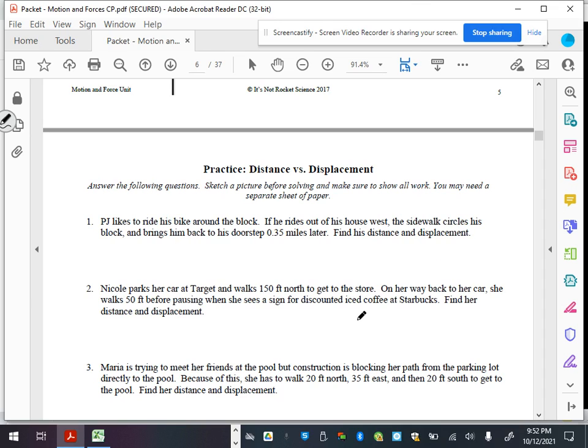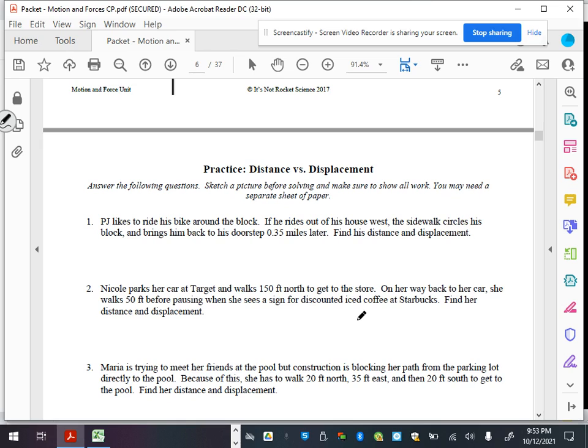Okay. So it says, answer the following questions, sketch a picture before solving, and make sure to show all your work. You may need a separate sheet of paper. I think you can probably fit it on here. You just maybe have to write small. The main thing is I do need to see a sketch for each one of these. We are only going to do 1 through 4.